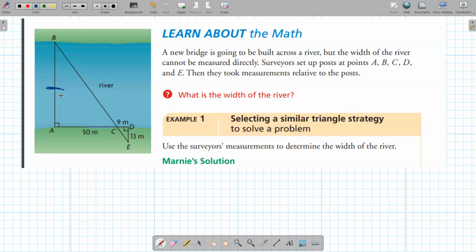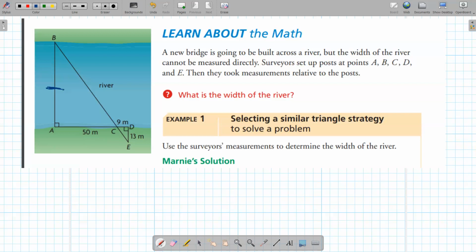For both of them it's C and, right, then A and D. Right, so this is called vertically opposite angles. They're the same, and they both have a right angle. They're the same. So now we've shown that they are similar triangles. Now we use the scale factor.